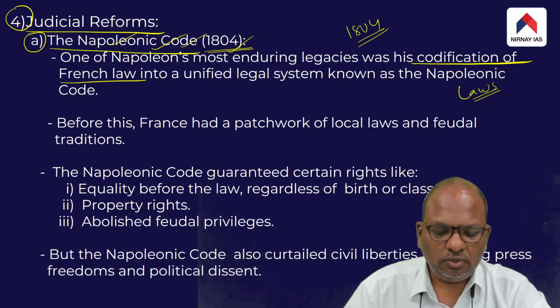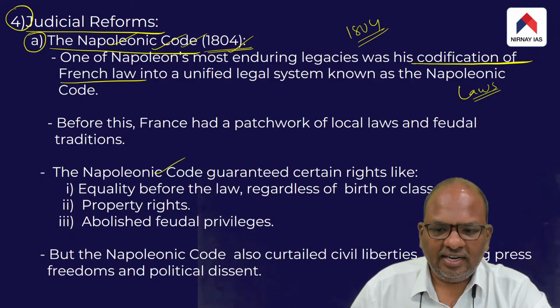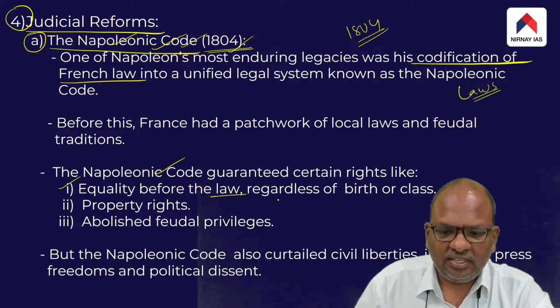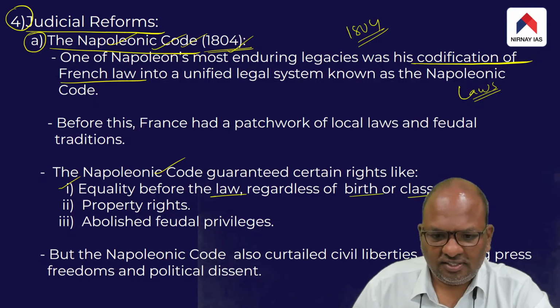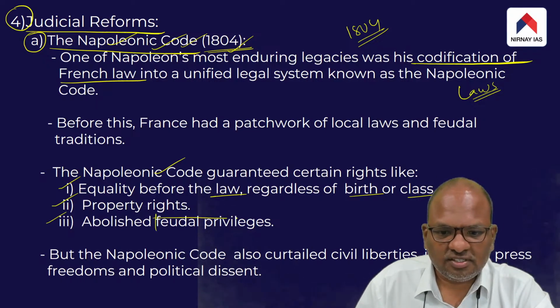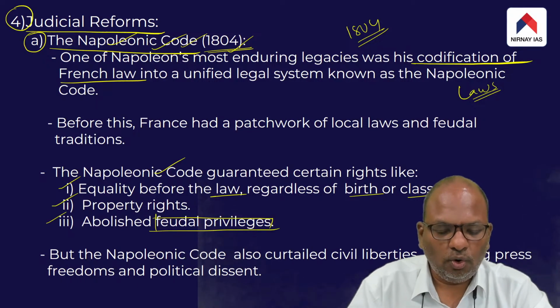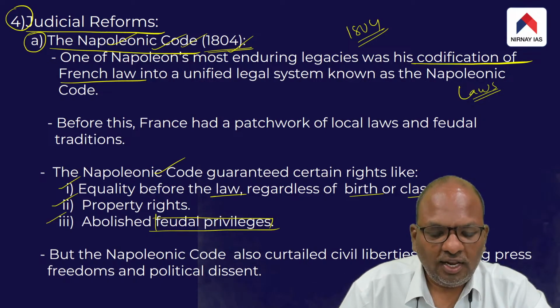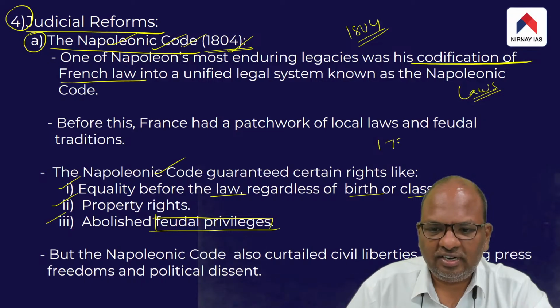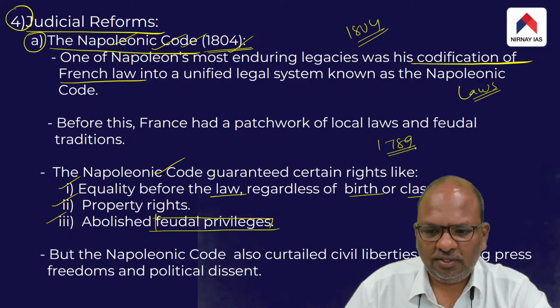This Napoleonic Code guaranteed rights such as equality before the law, regardless of birth or class. It also guaranteed property rights. It abolished feudal privileges. So basically, I told you before about the 1789 French Revolution.